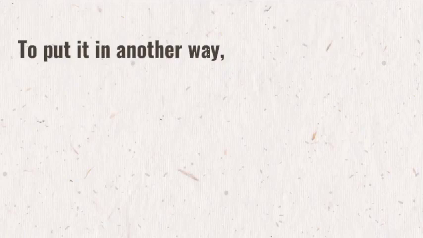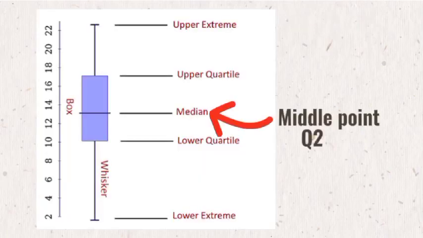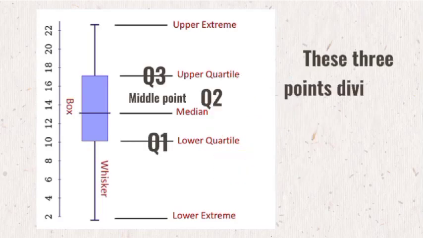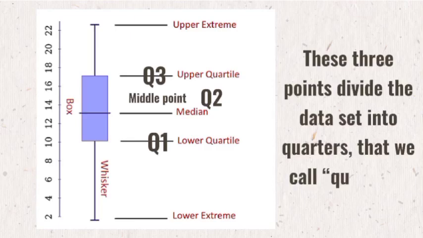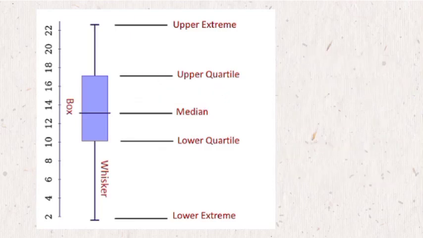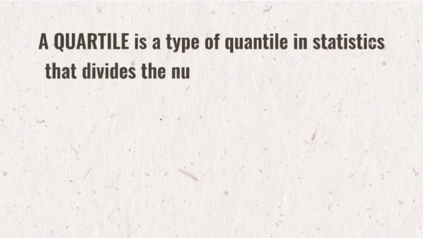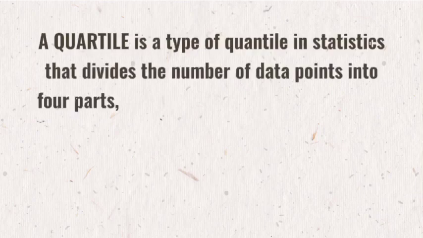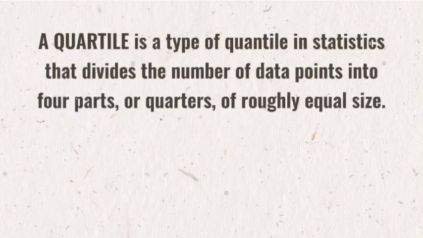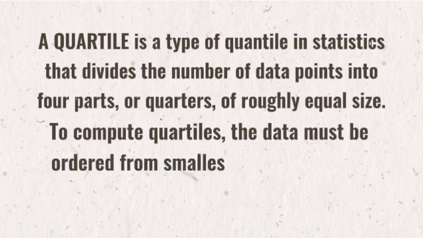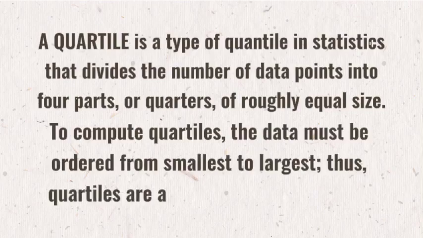To put it in another way, we have 3 key points. The first is the middle point. This is the median. The others are the middle points of the 2 halves. These 3 points divide the dataset into quarters that we call quartiles. A quartile is a type of quantile in statistics that divides the number of data points into 4 parts, or quarters, of roughly equal size. To compute quartiles, the data must be ordered from smallest to largest, thus quartiles are a type of order statistic.